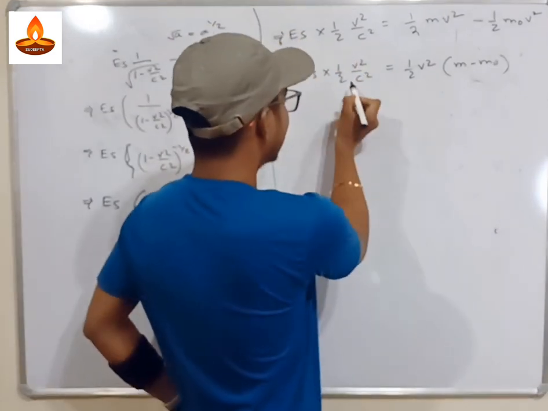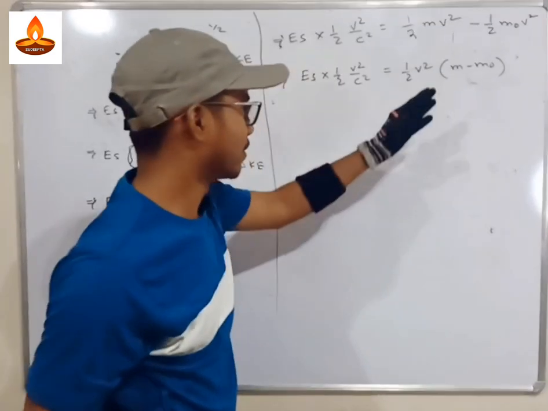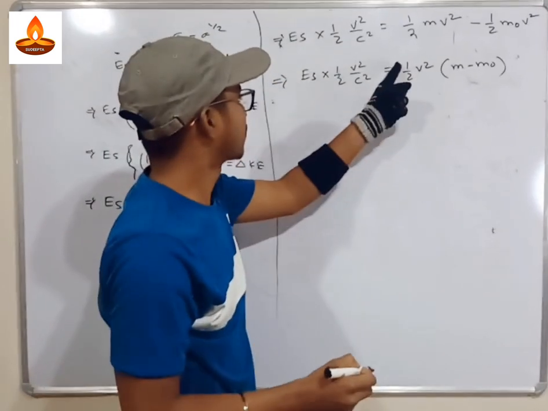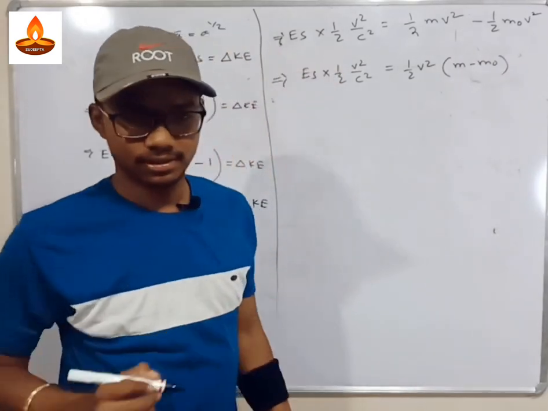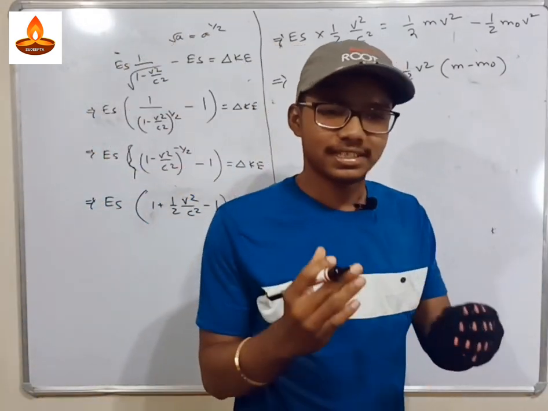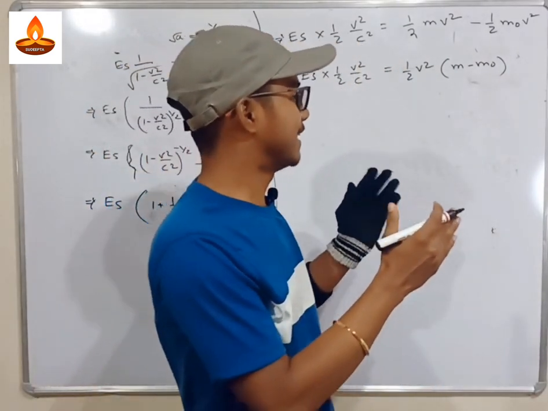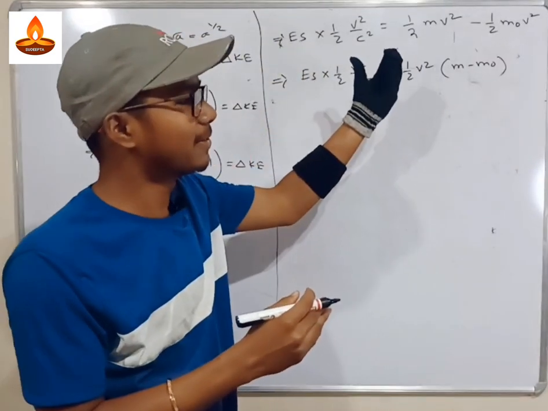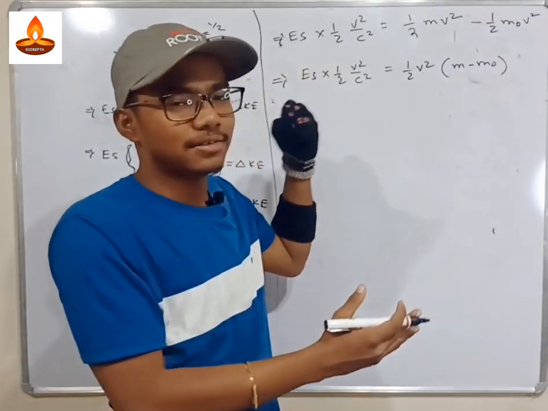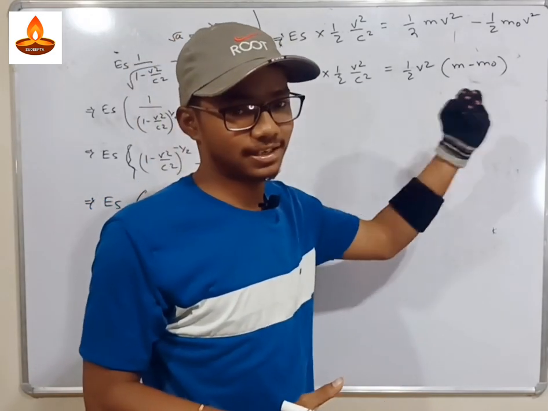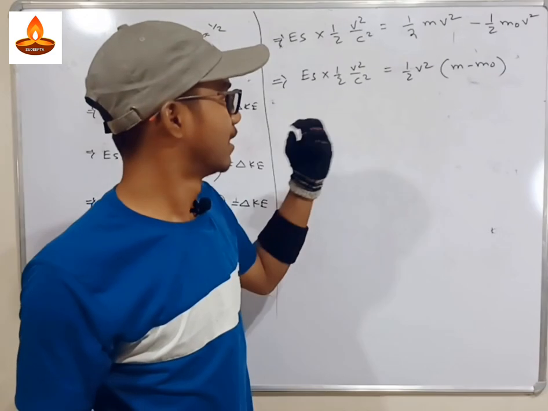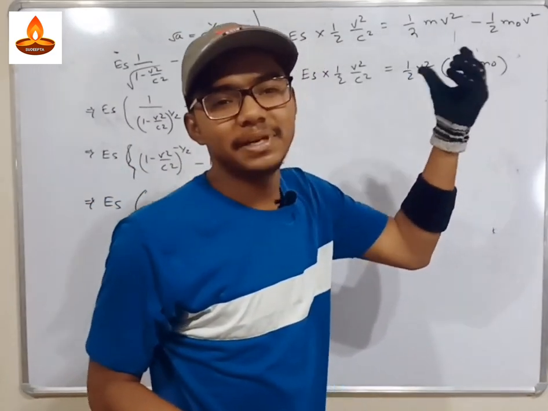Here half and half will cancel out from both sides, and v square will cancel out. What is m minus m naught? m is the mass when it is in motion. We are seeing from the rocket to that rest frame that the object is moving towards us. Then it gains some mass. This is relativity. It gains some mass. So this is nothing but the increment in the mass.